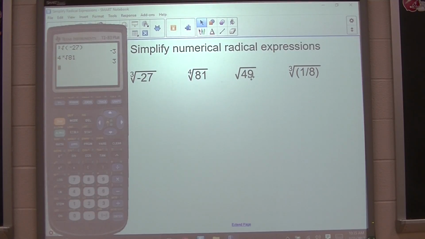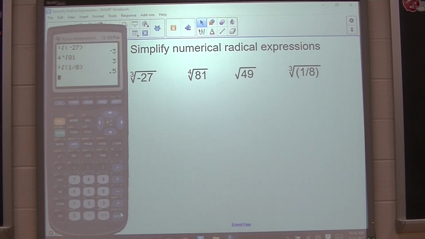This is the square root of 49, so we have the option of square root. And then the cube root of 1/8. So again, I'm going to go to math, option 4. And 1/8, I'm typing it in exactly as it is. And I get 0.5, which is 1/2.